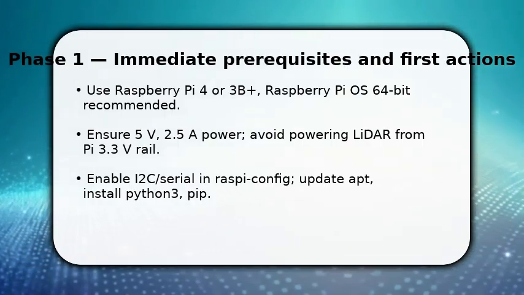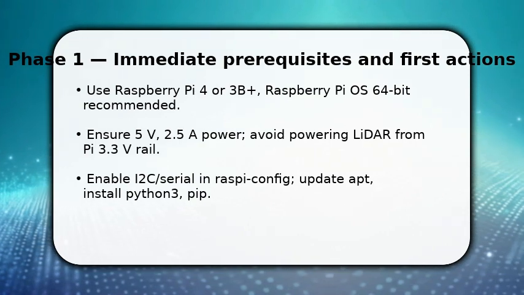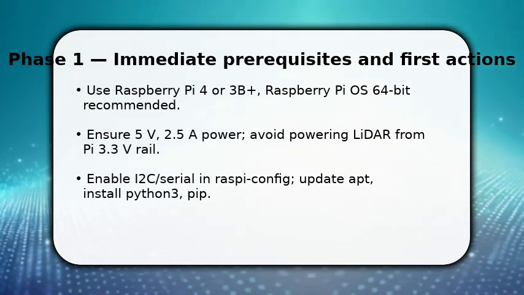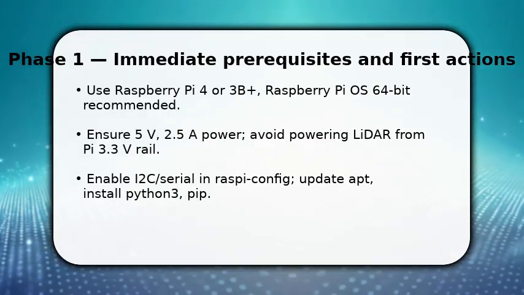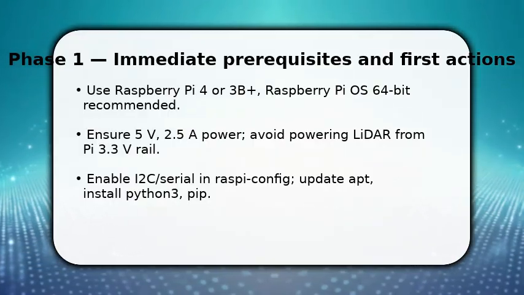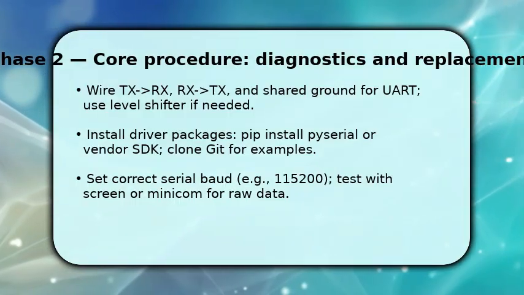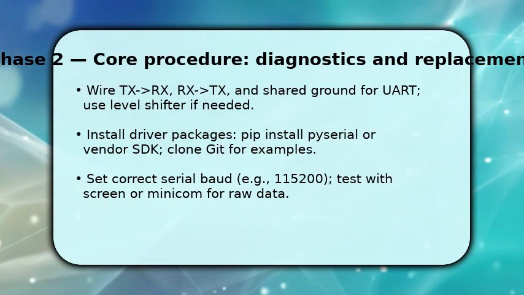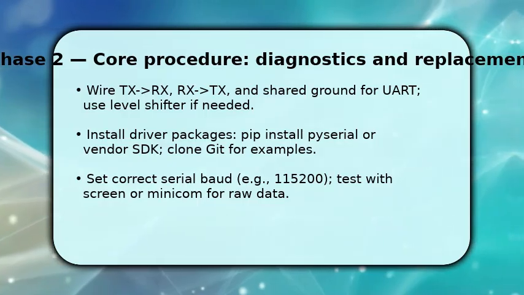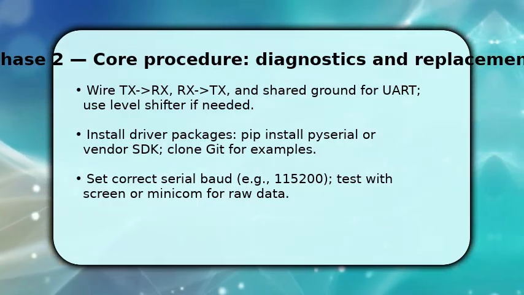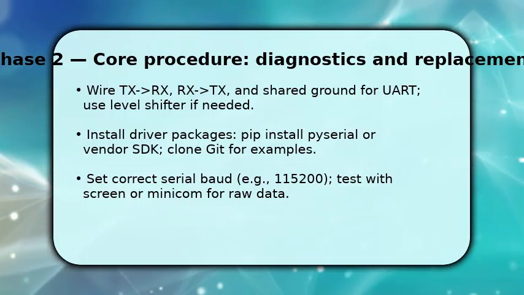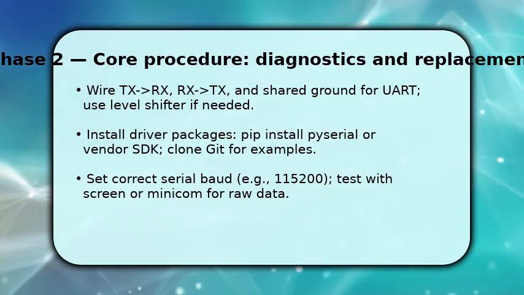Next, install Python 3, pip, and build essentials, so drivers will compile cleanly. Now, wire and configure the interface step by step. For UART, cross TX and RX and confirm common ground. Use a level shifter if the LiDAR uses 5V logic. For USB devices, confirm /dev/ttyUSB0 appears after plugging in.